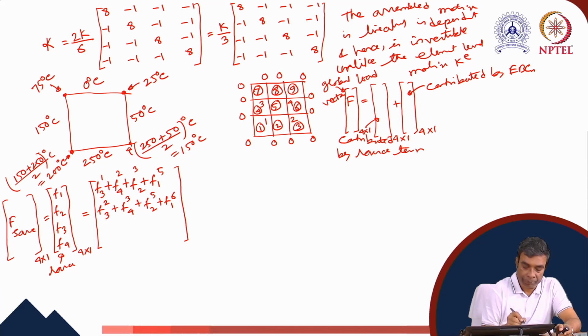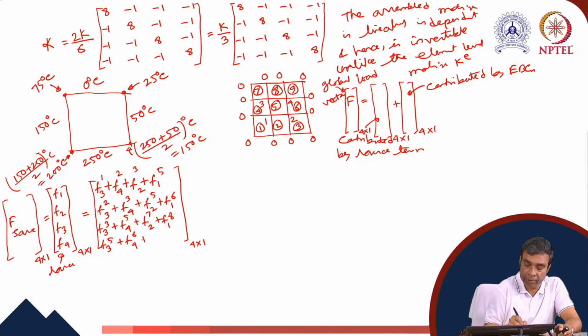Similarly, for the third portion, we can write it as F3 of element 4 plus F4 of element 5 plus F2 of element 7 plus F1 of element 8, and finally for the fourth contribution we have F3 of element 5 plus F4 of element 6 plus F2 of element 8 plus F1 of element 9.